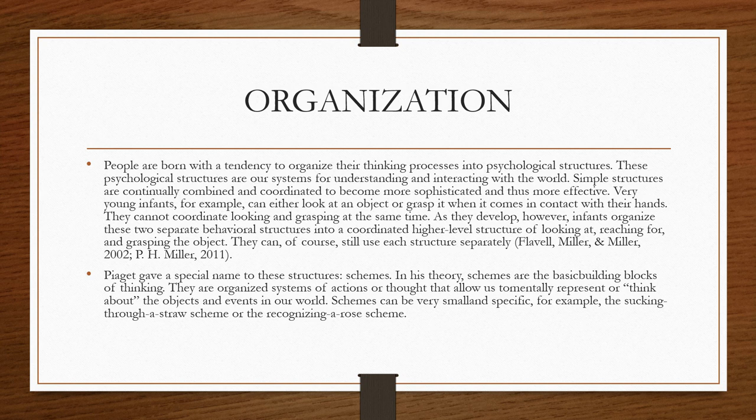Very young infants, for example, can either look at an object or grasp it. When it comes into contact with their hands, they cannot coordinate looking and grasping at the same time. As they develop, infants organize these two separate behavioral structures into a coordinated higher level structure of looking, reaching for, and grasping the object. They can, of course, still use each structure separately.